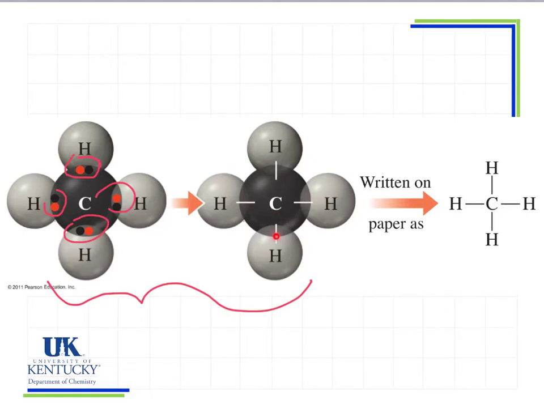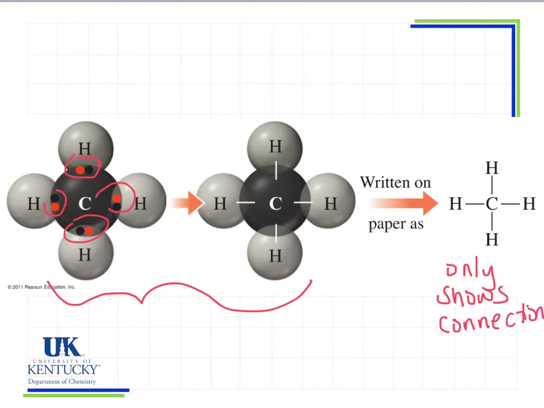And again, we'll talk about the geometry a little bit later. But when we write that on paper, the way we show that is what's here on the far right. We're just showing the connections between the carbon and the hydrogen. Now, this drawing doesn't show us anything about the geometry, or about the way these atoms are arranged. It only shows connections.